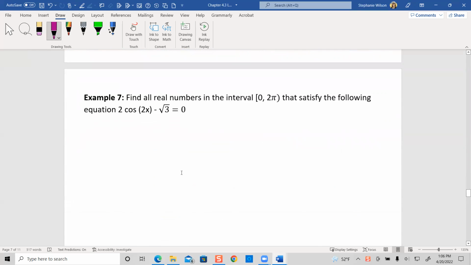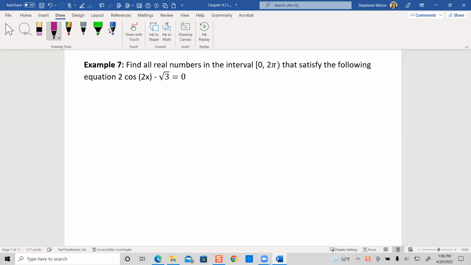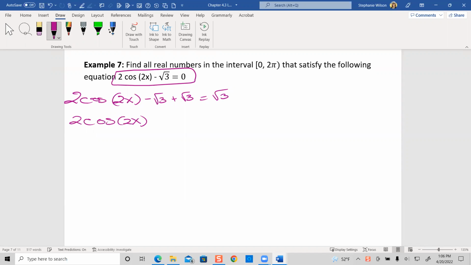So let's do our last one. All right, our last one is on radians. So make sure your calculator is converted to radians. And we're going to find all real numbers on the interval of 0 to 2 pi that satisfy the following. And I notice I have a lot going on. So before I can take the inverse, let's add this square root of 3 to both sides. So now I got 2 cosine 2x is equal to square root of 3. Coefficient of cosine is 2. It needs to be a positive 1, so let's divide by 2.